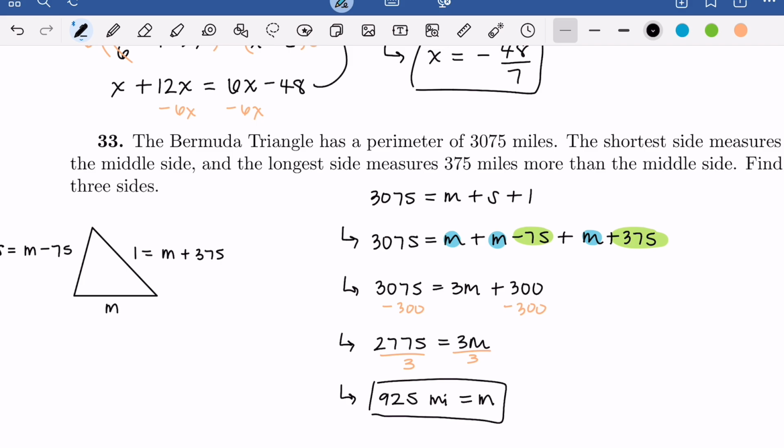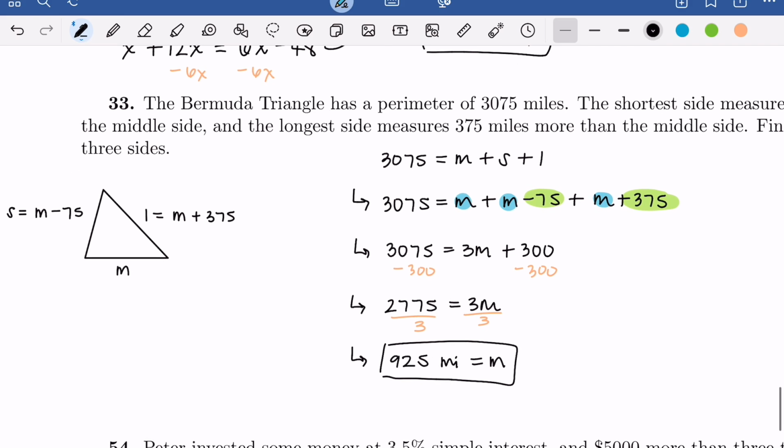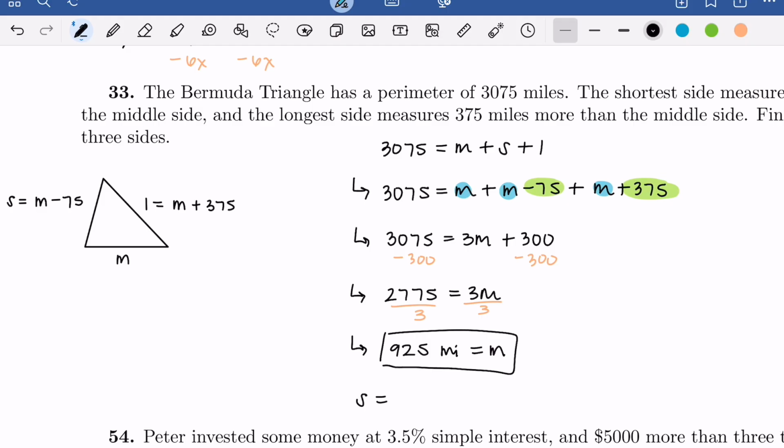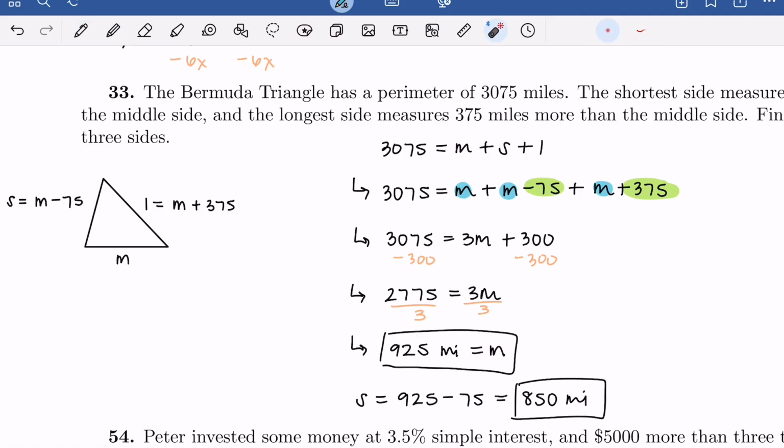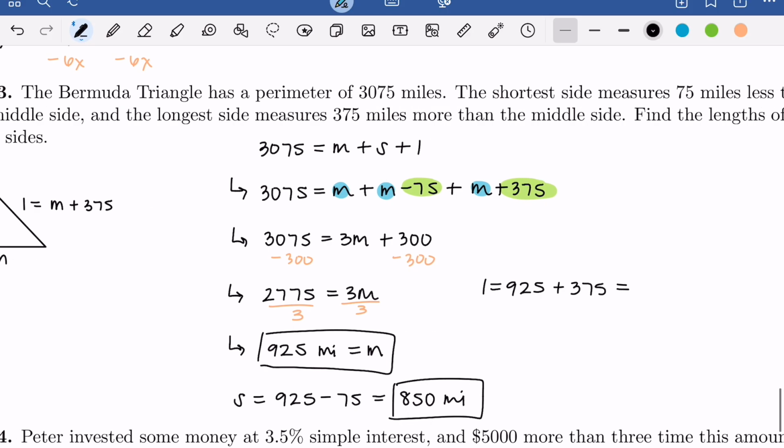Now with this, we can find the lengths of the other two sides. We know that the length of our shortest side is going to be the length of our middle side, so 925 minus 75 miles. So the length of our shortest side is going to be 850 miles. And then lastly, the length of this longer side is going to be our middle side, so that 925 plus 375 miles. This is going to give us 1,300 miles.